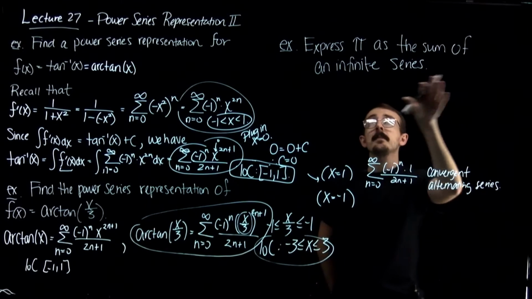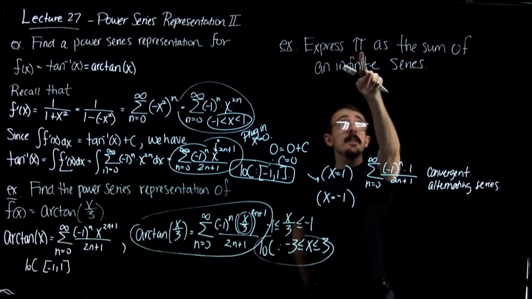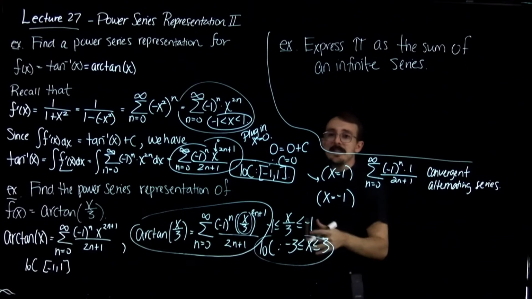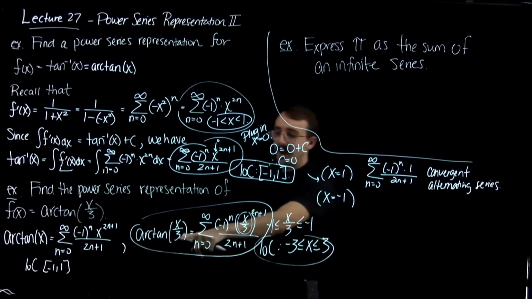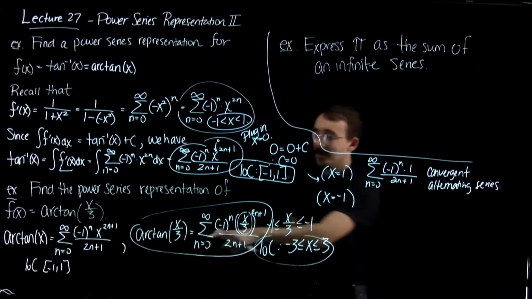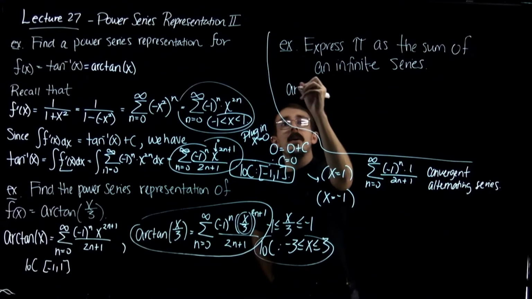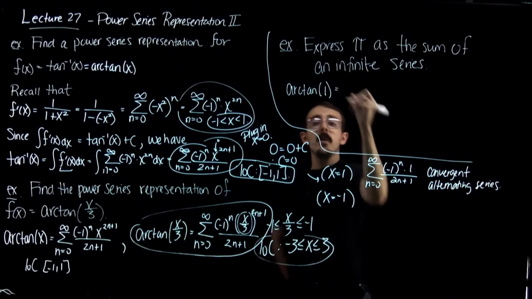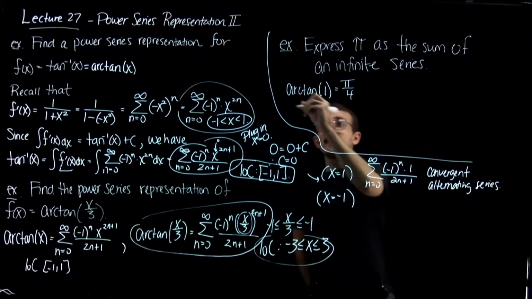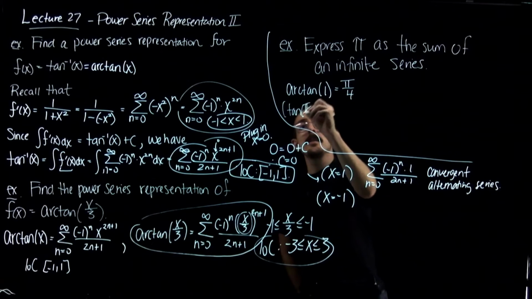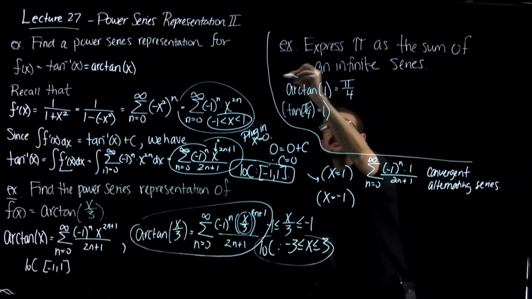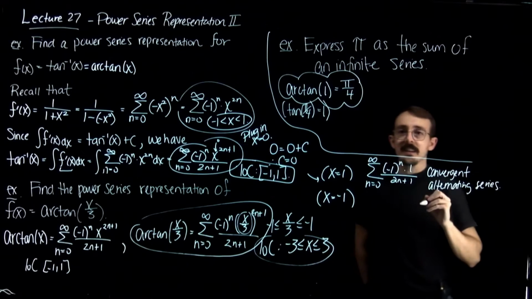And now my final example here says express pi as the sum of an infinite series. For these kinds of questions, you need to make use of the well-known values for the function you're given. So for example, my observation here is that arctangent of 1, what angle would that be? That would be pi over 4, right? Remember, tangent of pi over 4 is 1. So arctangent of 1 is pi over 4. This is kind of the key. You need to make an observation like that.